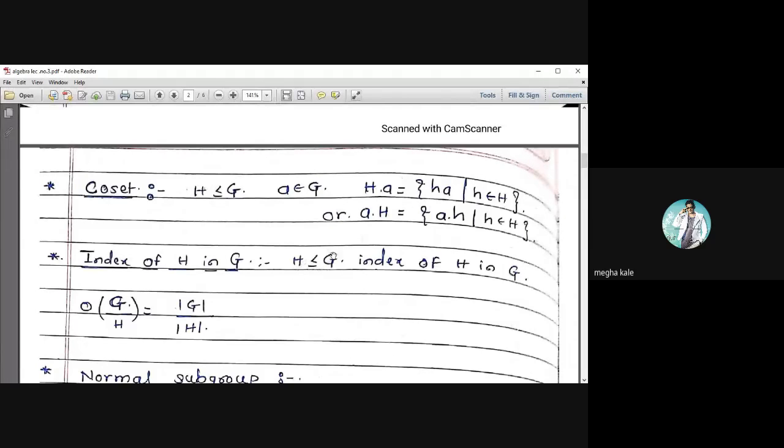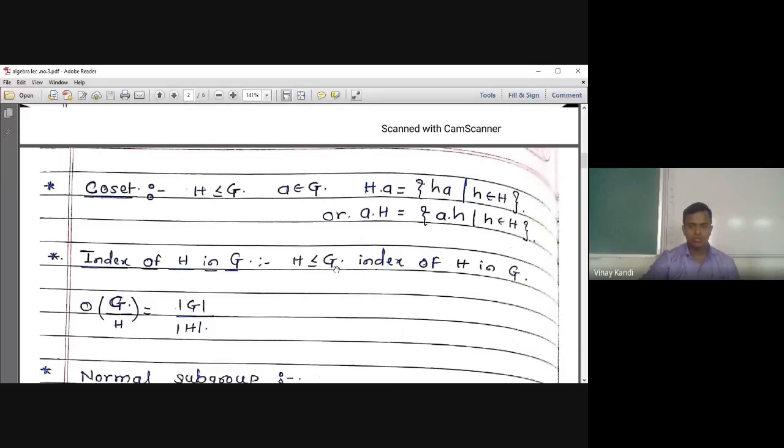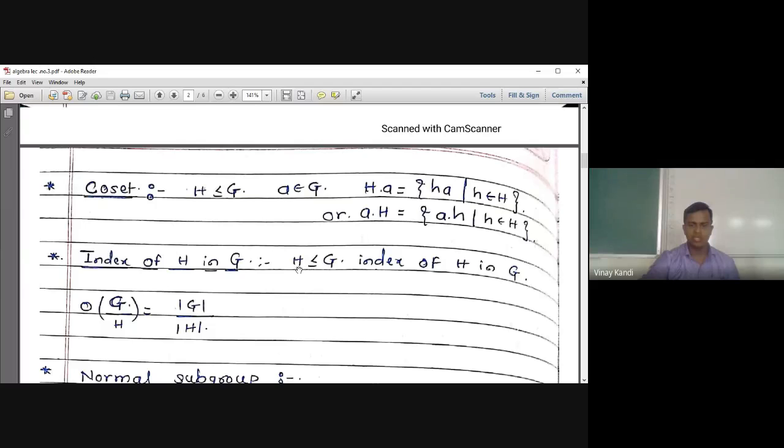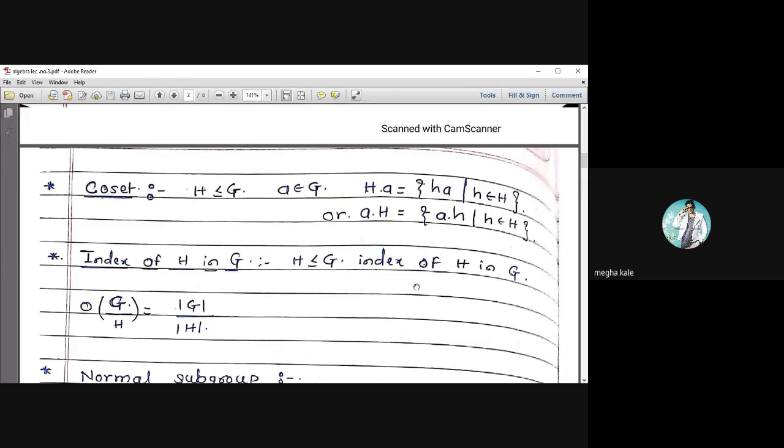If G is the set of integers under addition and H is the set of all even integers, then H is a subgroup of G. What is the index of H in G? Anyone know?